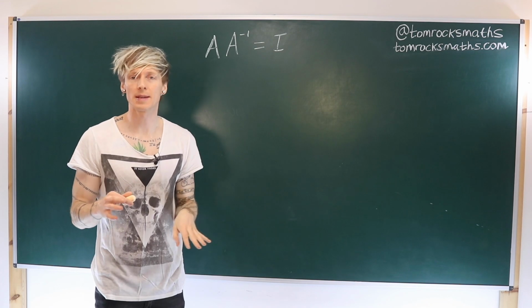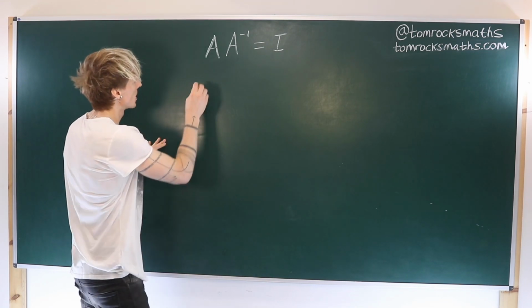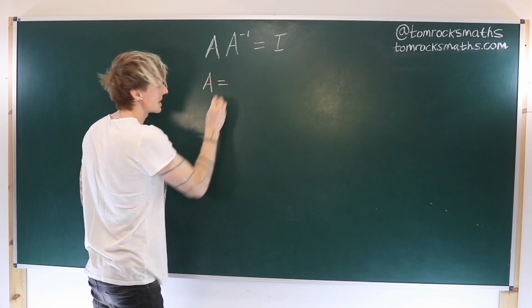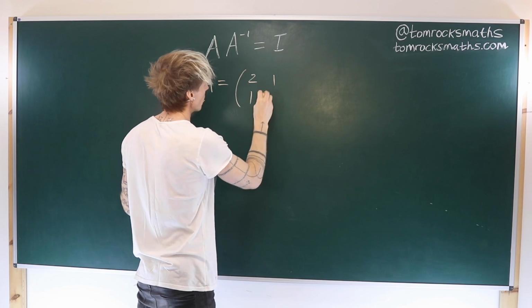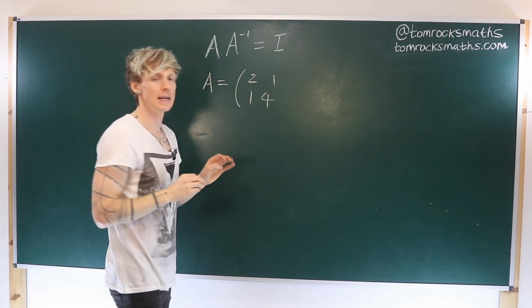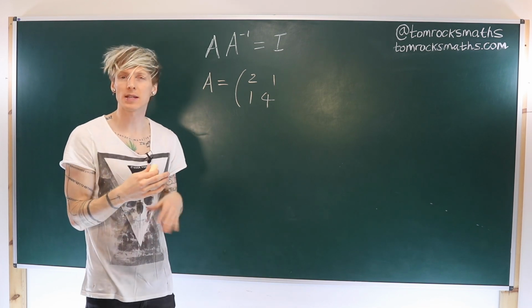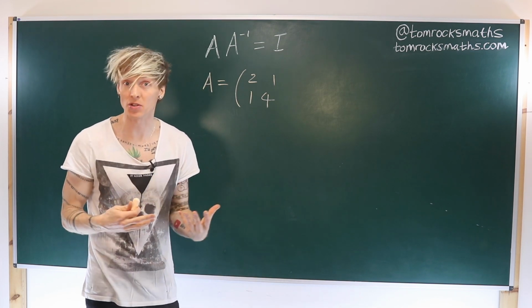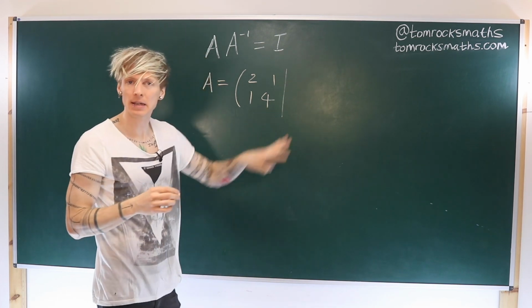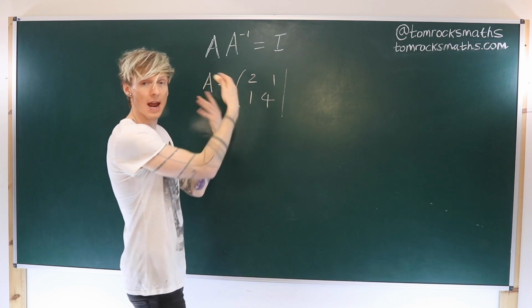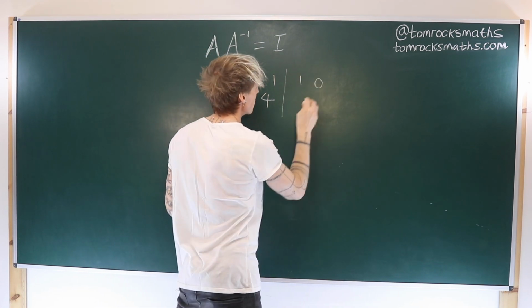We're going to start with a simple 2 by 2 matrix, so let's use the one that we were just looking at. So my matrix A is equal to 2, 1, 1, 4. Now, the first step here is to create something called the augmented matrix. What that just means is we add an additional matrix next to our starting matrix A, which is just going to be the 2 by 2 identity.